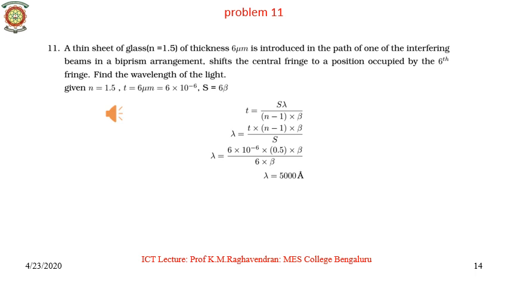So if you recall from the formula that S is equal to beta by lambda into (n minus 1) times T, we can rearrange it as T is equal to S into lambda divided by (n minus 1) into beta, or lambda is equal to T into (n minus 1) into beta divided by S. So we'll substitute for S as 6 beta, the rest of the numbers are substituted, and you solve for lambda as 5000.